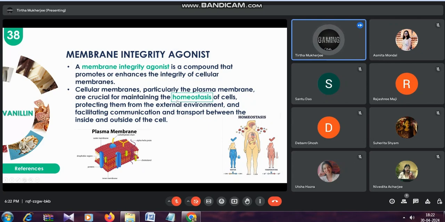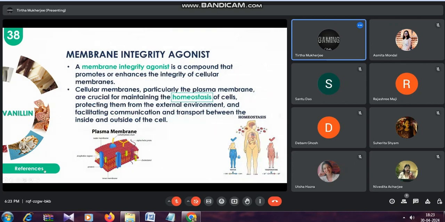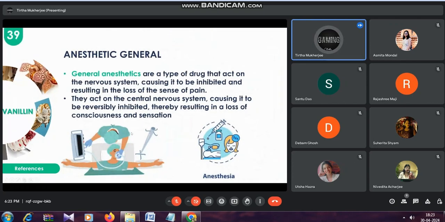Now let us know about homeostasis. So homeostasis is a self-regulating process that allows living systems to maintain a steady internal physical and chemical environment even when the external conditions change. This is a figure showing the homeostasis process. These are the references. Next is anesthetic general.